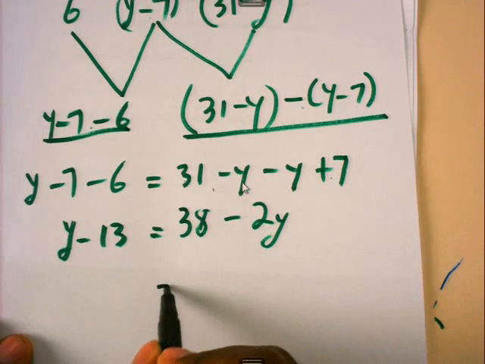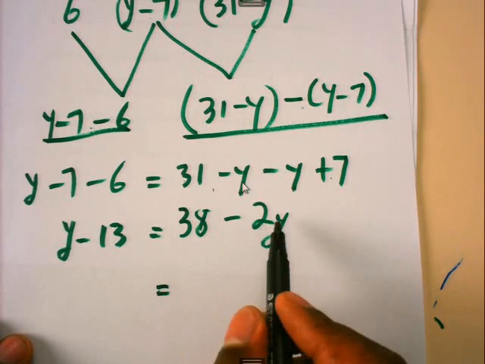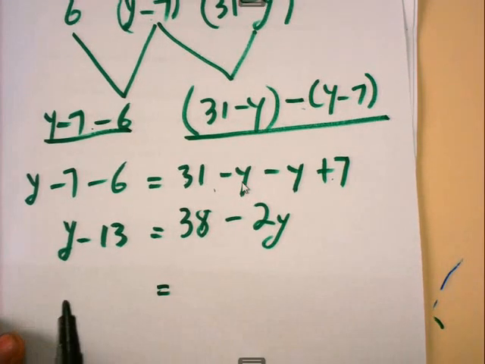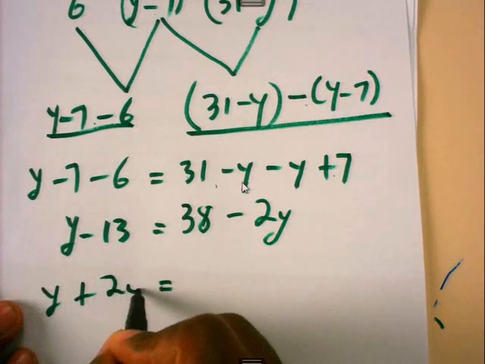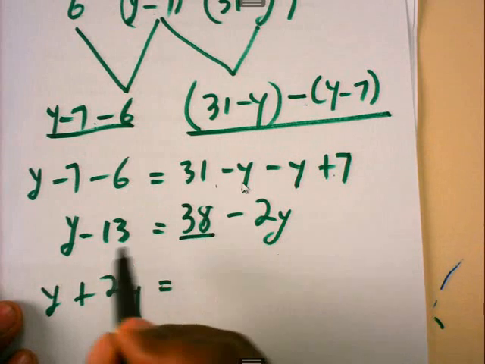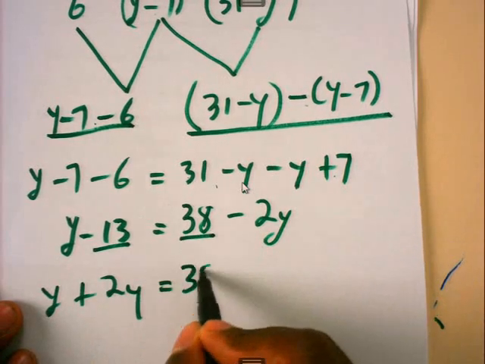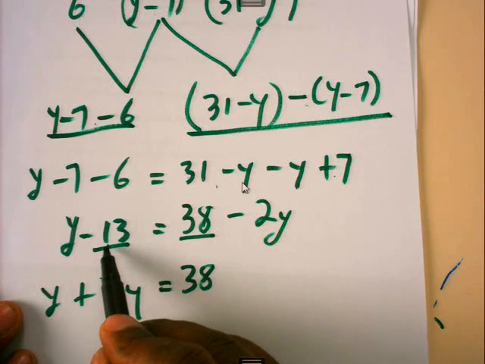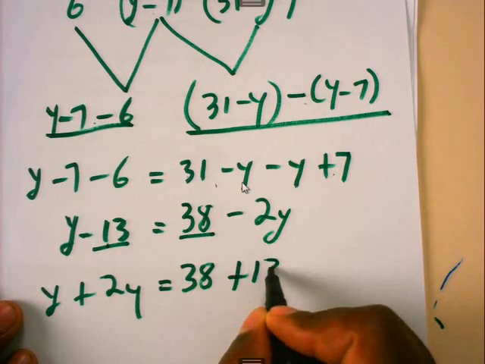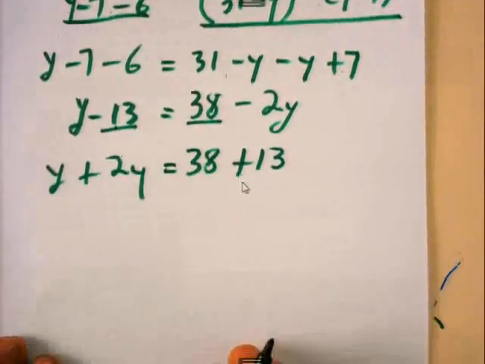Transpose minus 2y to the left. Now it becomes plus 2y. You've got y plus 2y. 38 minus 13. You've got 38 here, and it's minus 13. Transpose it to the right. Plus 13. Let's add the like terms.